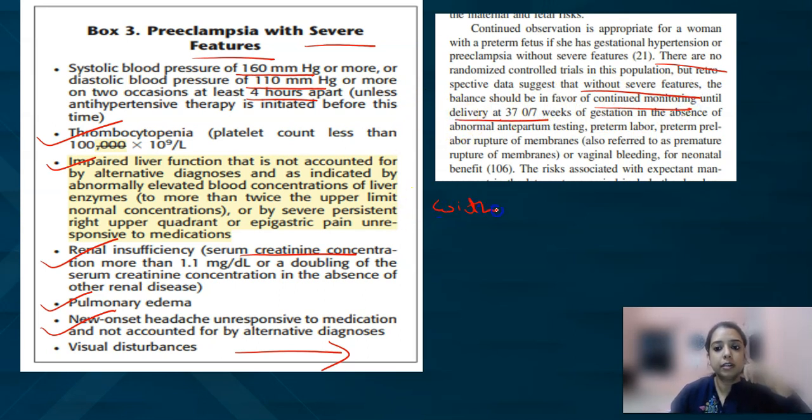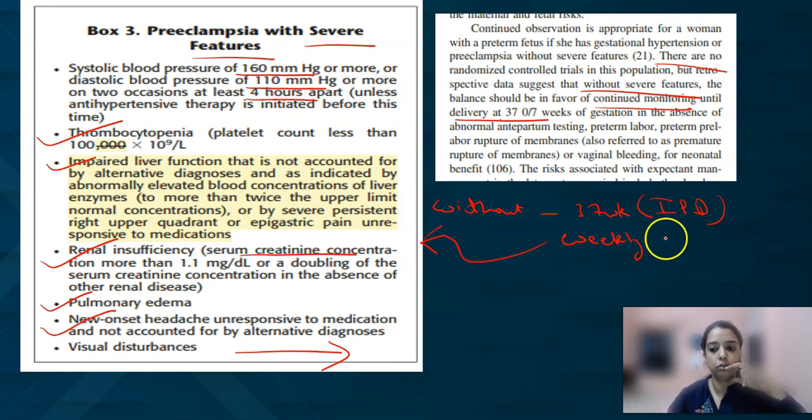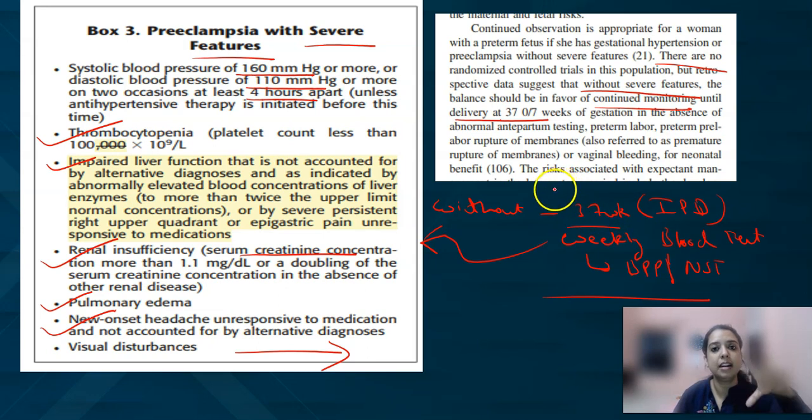So without severe features you can wait till 37 weeks, but the patient will need inpatient care. You have to admit the patient and you have to repeat her weekly blood test. Why? Because you want to see whether she is going into severe features or not. So you will do weekly blood tests and weekly fetal monitoring by either a biophysical profile or an NST. You will admit them and try to stretch them till 37 weeks in case of mild preeclampsia.